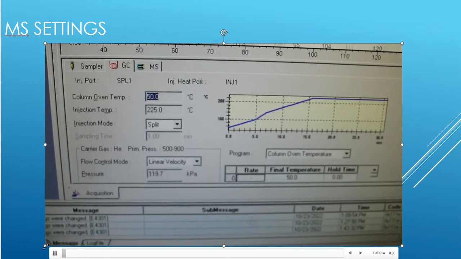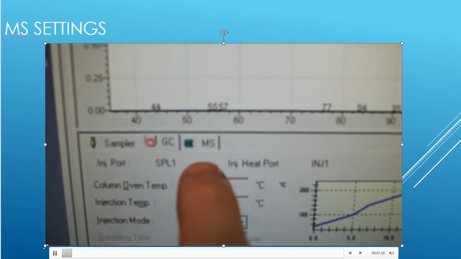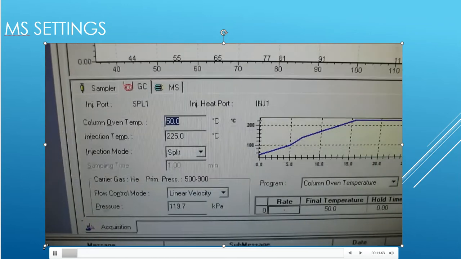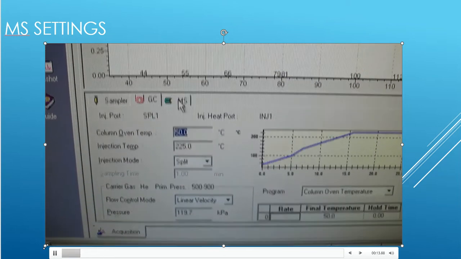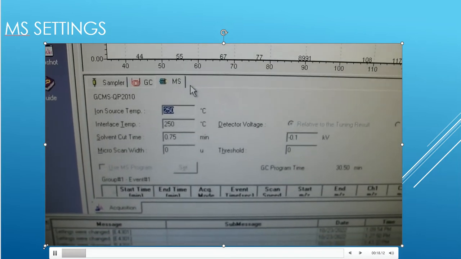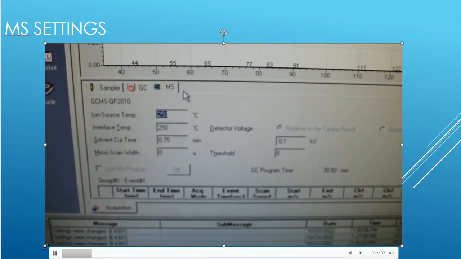So I want to show you a little bit more about the software. Here you're actually going to see an MS tab, and that MS of course is going to stand for the mass spectrometer. So I want to click this tab, and this will bring up some important information about the MS system for me as far as the method is concerned.